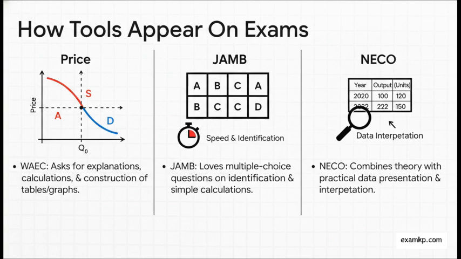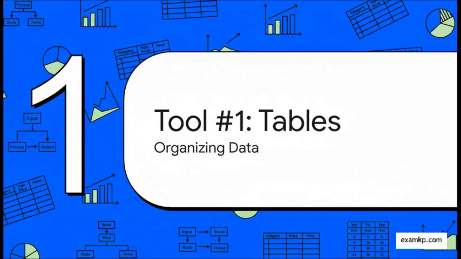And here's the deal. You really need to pay attention to this part. Each of your exams, WAEC, JAMB, NECO, they all have their own little quirks, their own style. WAEC, they're going to ask you to explain things, maybe even construct a table or graph. JAMB, they love speed. It's all about those multiple choice questions, quick identification, simple calculations. And then you have NECO, which mixes theory with real practical data. The bottom line is, if you get these fundamental tools down, you'll be ready for anything they can throw at you. You'll be prepared.